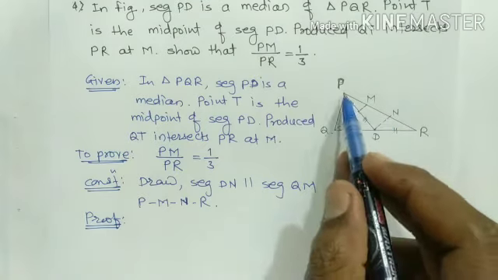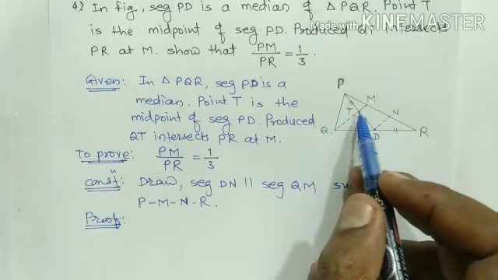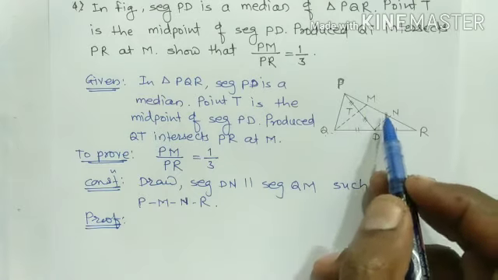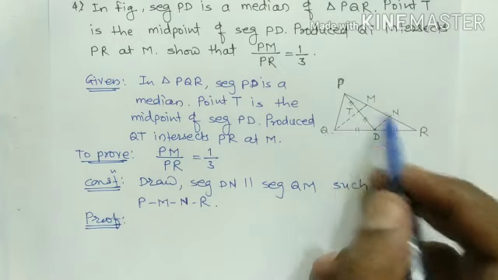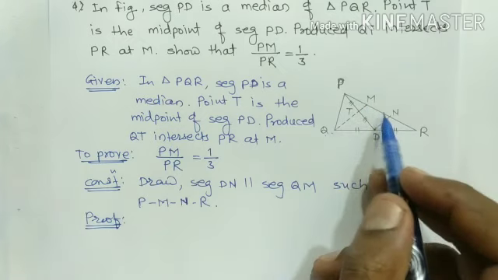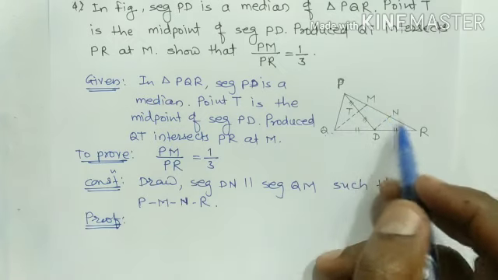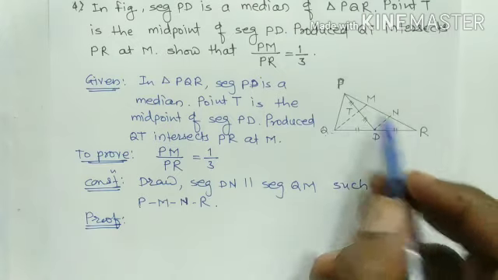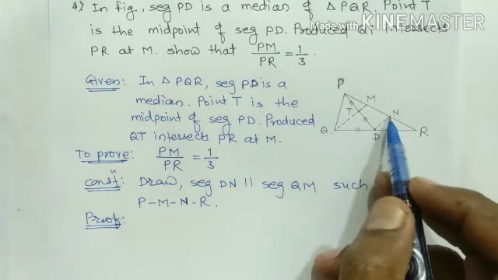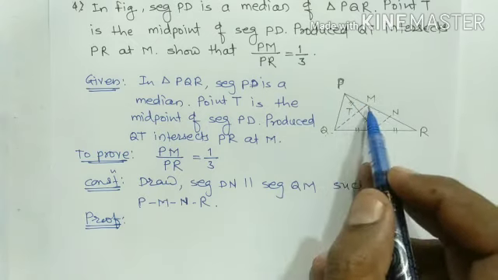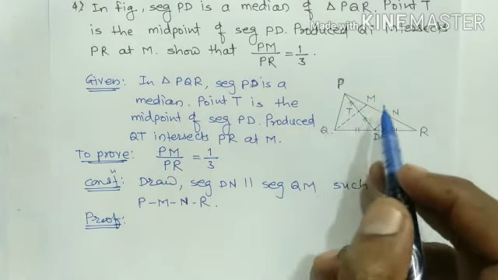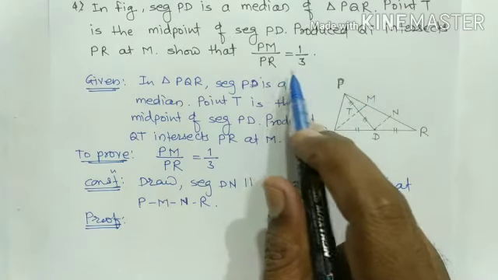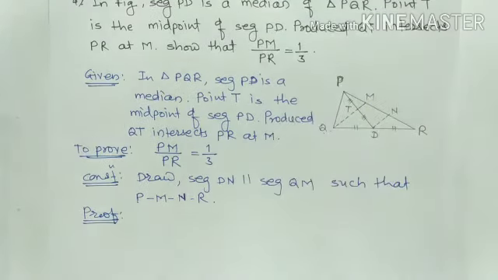Now similarly in triangle PDN, point T is the midpoint of segment PD and TM parallel to DN by construction. Then by the converse of the midpoint theorem, M is the midpoint of segment PN, that is PM equals MN. First we prove that MN equals NR, then we prove that PM equals MN, and from these two, PM equals MN equals NR. And by using this relation, we can easily show that PM upon PR equals 1 upon 3.